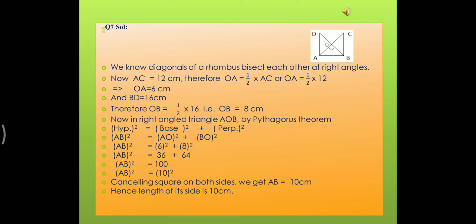We know diagonals of a rhombus bisect each other at right angles. Therefore, triangle AOB, triangle BOC, triangle COD and triangle AOD, all the four triangles are right angled triangles. We can take any right angled triangle, but here I have taken right angled triangle AOB. So by using Pythagoras theorem, that is hypotenuse square is equal to base square plus perpendicular square.